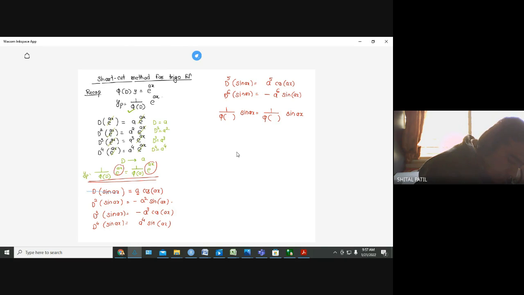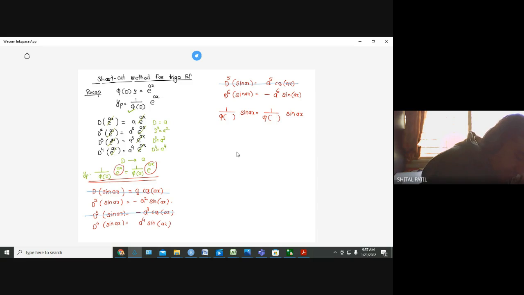Therefore, see what I am doing. I am cancelling this. Why? Since we have sine on one side and cos on the other side, I am cancelling the first derivative, the third derivative, and the fifth derivative. Right? Since on one side we have sine and on the other side we have cos, therefore.